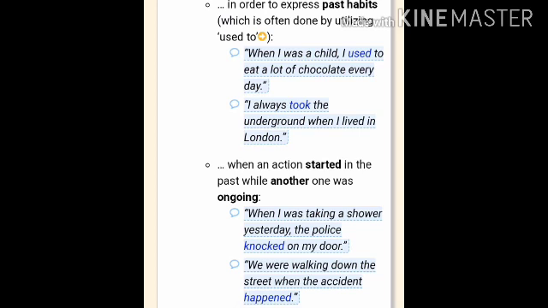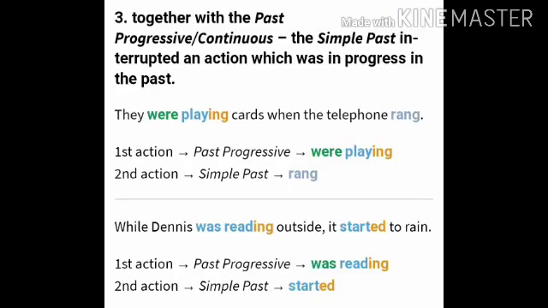Now, next examples we have: when I was taking a shower yesterday, the police knocked on my door. We were walking down the street when the accident happened. That means an action started in the past while another one was already in progress. We can understand the same in a better way. They were playing cards when the telephone rang. While Dennis was reading outside, it started to rain.